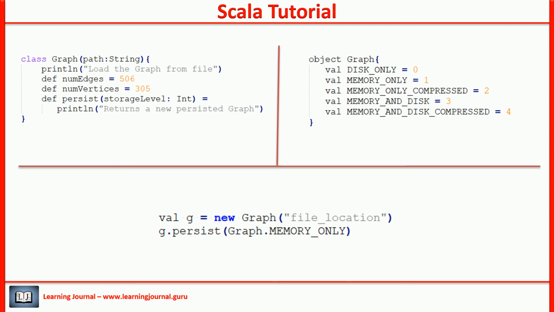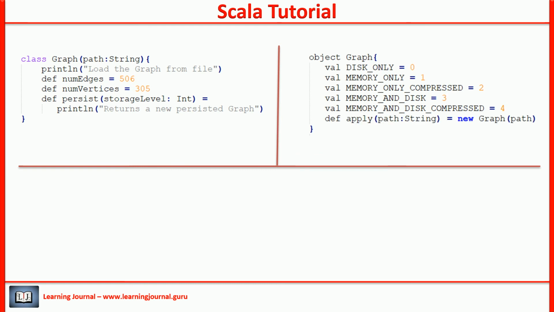If you have a companion object, you can easily do that. Create an apply method and that's it. Simple. Let me show you the new code. The code for the class remains the same. We simply add an apply method to the object.